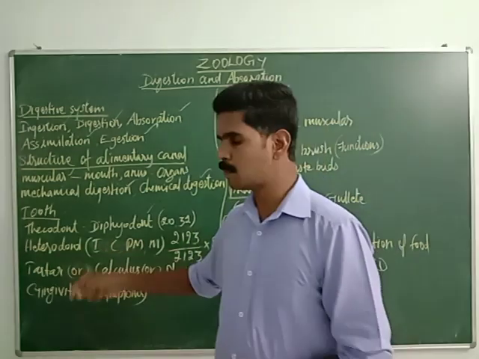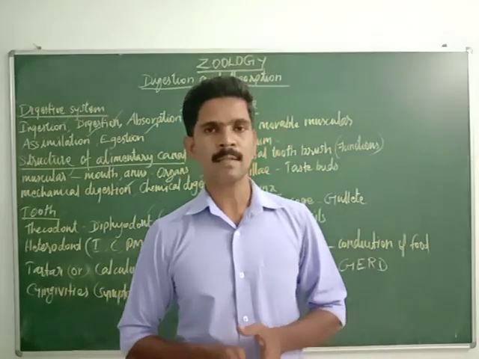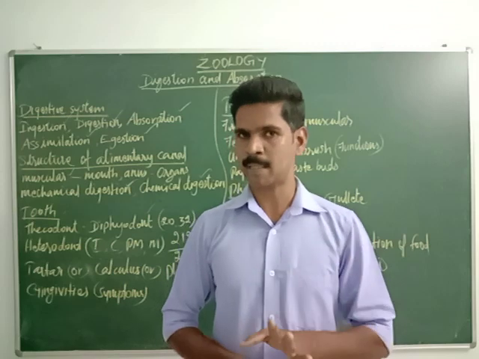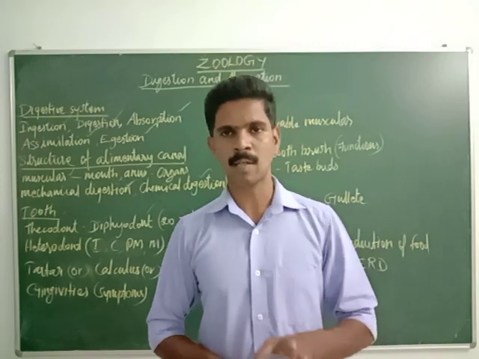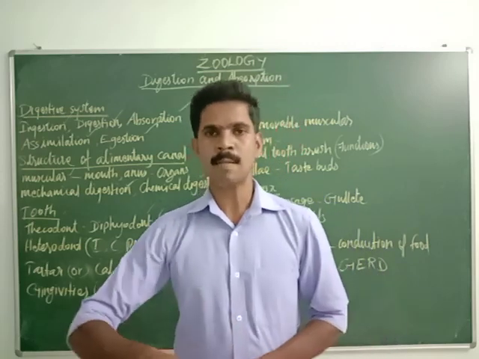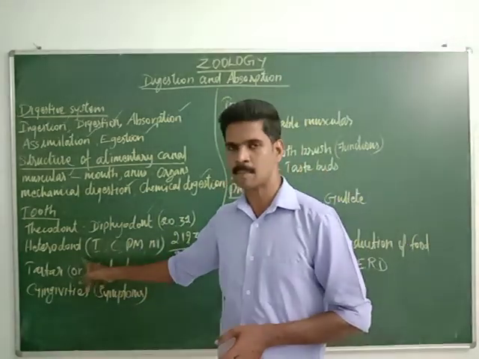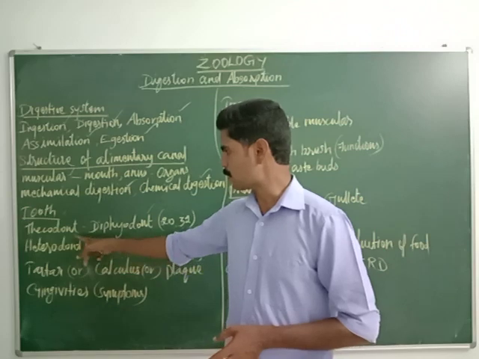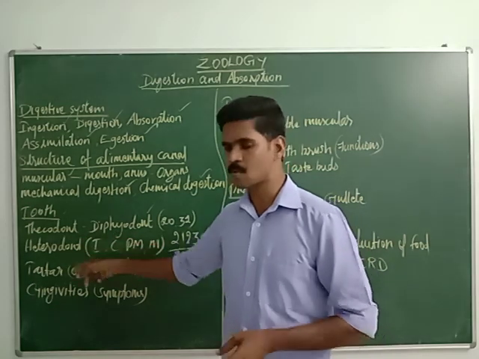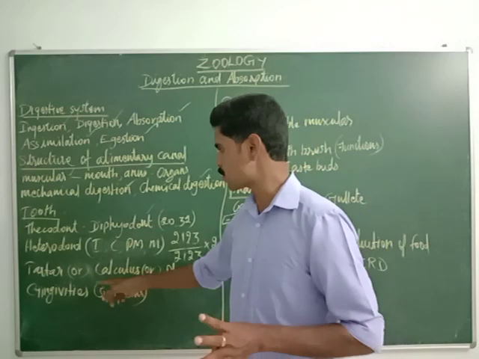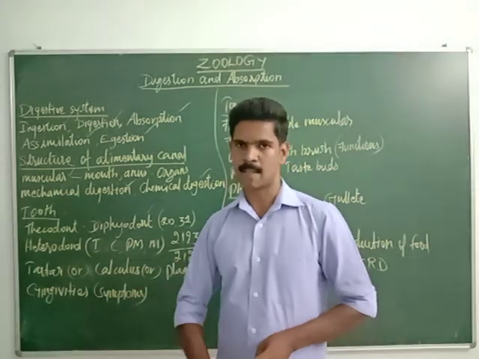So heterodont means the mouth of the human being consists of 4 types of teeth: incisor, canine, premolar and molar. This type of dental arrangement is called heterodont. So diphyodont and heterodont, 3 2-mark questions we have now completed. Then next, 1 more 2-mark question is there.